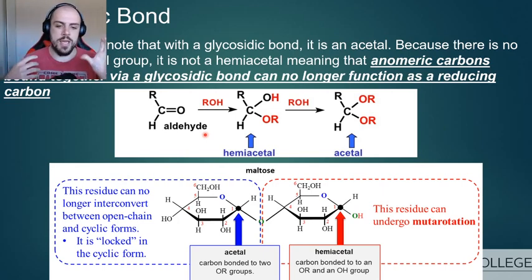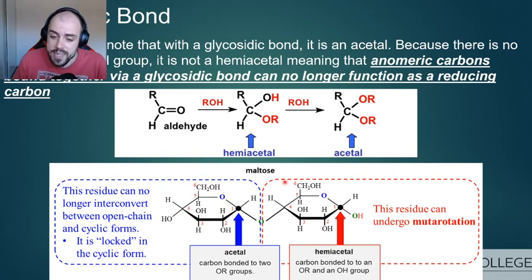When a sugar is involved in a glycosidic linkage where its anomeric carbon is consumed, then it can no longer act as a reducing sugar. So what I mean by that, this sugar molecule here, if it was by itself, it would be a reducing sugar. However, because it is involved in this glycosidic linkage, this part here is not a reducing sugar.